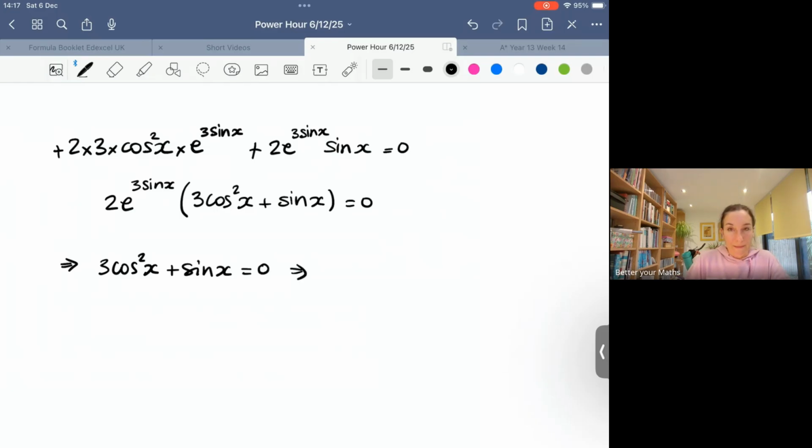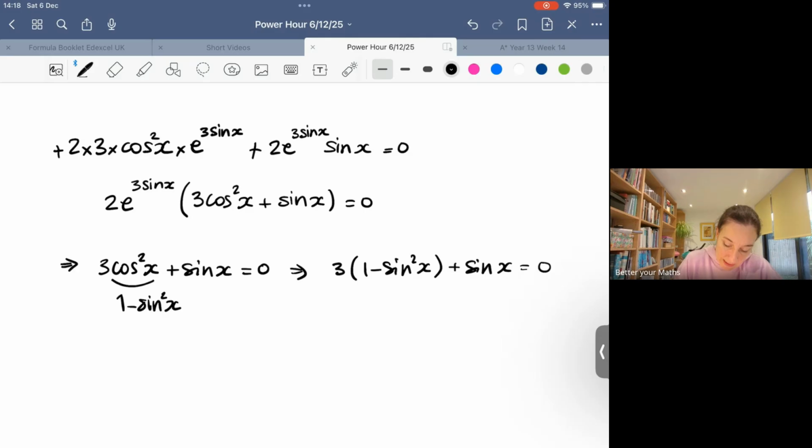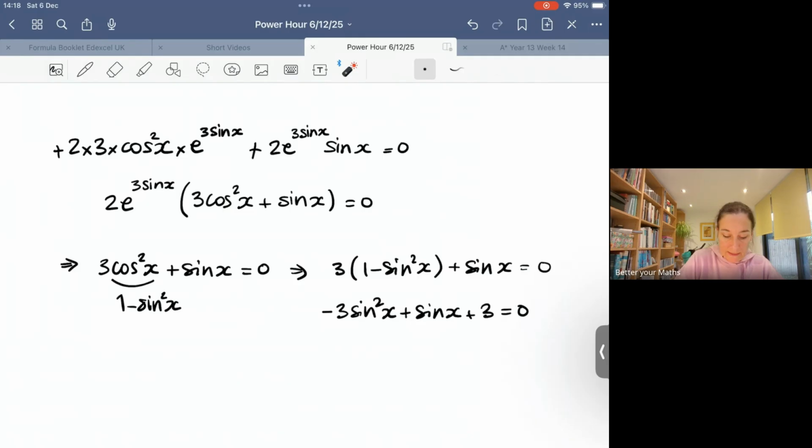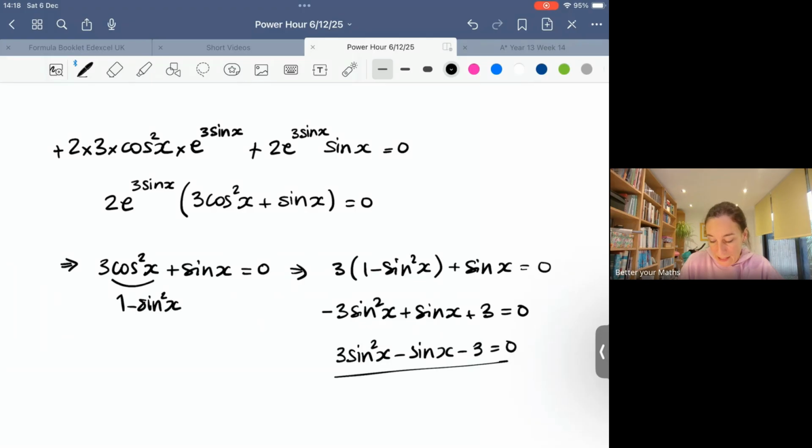And you know where we are going. What are we going to do? Substitute this by 1 minus sine squared. Yeah, and now everything is in sine. So I expand the bracket. So 3 times 1, 3. Or we can do one more step if you want. I don't want to get anyone confused. And now we expand the brackets and reorganize. So we have minus 3 sine squared x plus sine x plus 3 equals to 0. Yeah, I have expanded the bracket and reorganized a bit, and I'm going to change signs. So 3 sine squared x minus sine x minus 3 equals to 0. And that's my equation, yeah?